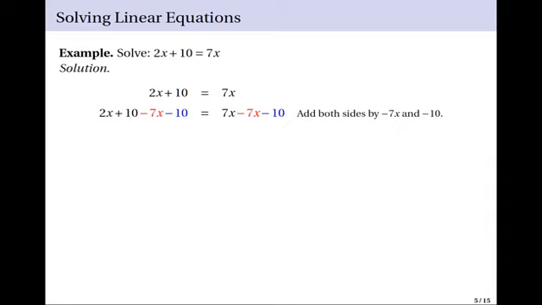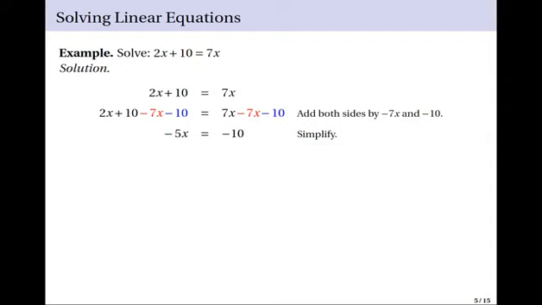When we do this, next is to simplify. You have 2x minus 7x. That's your negative 5x in here. And of course, 10 minus 10 is just 0, so you can remove the 0. Then on this side, you have 7x minus 7x. That's again 0, and then you have minus 10. So you'll end up with negative 5x equals negative 10.